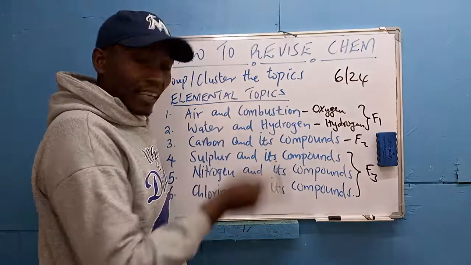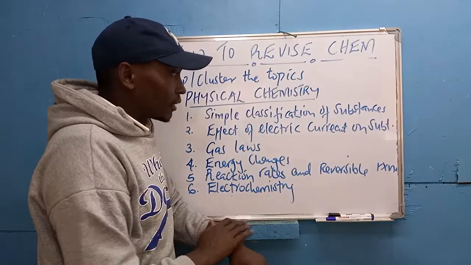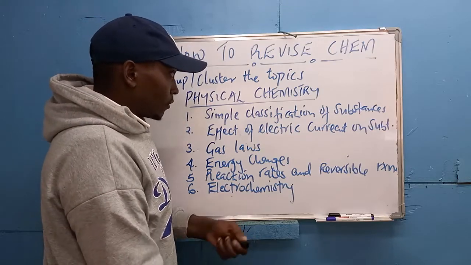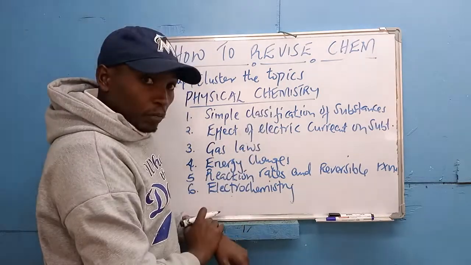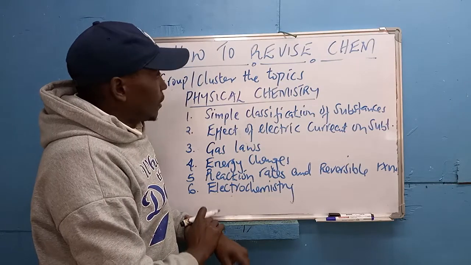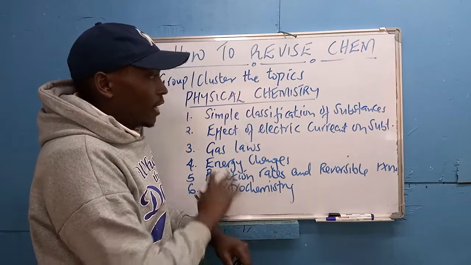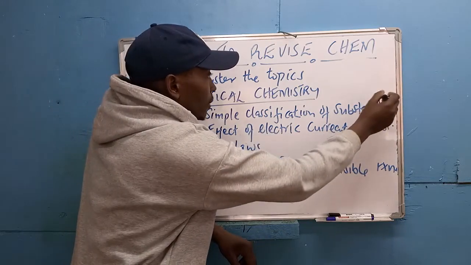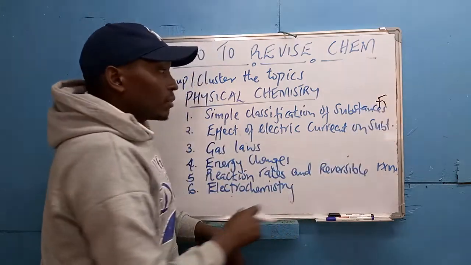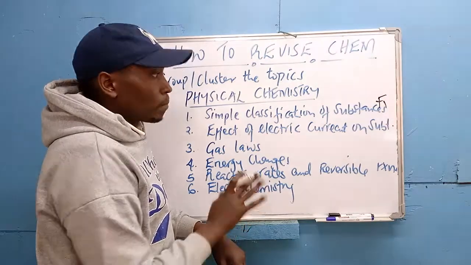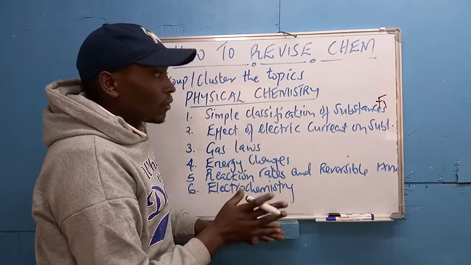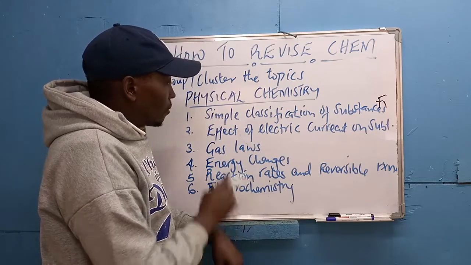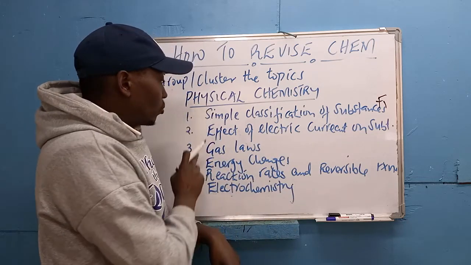Let's look at the next category of subjects that have some similarity. It's what I term as physical chemistry. The topics we can simply cluster under physical chemistry start with a Form 1 topic, simple classification of substances, how to separate mixtures. That is all about some physical properties of substances that guide the student. So that's a topic under physical chemistry.